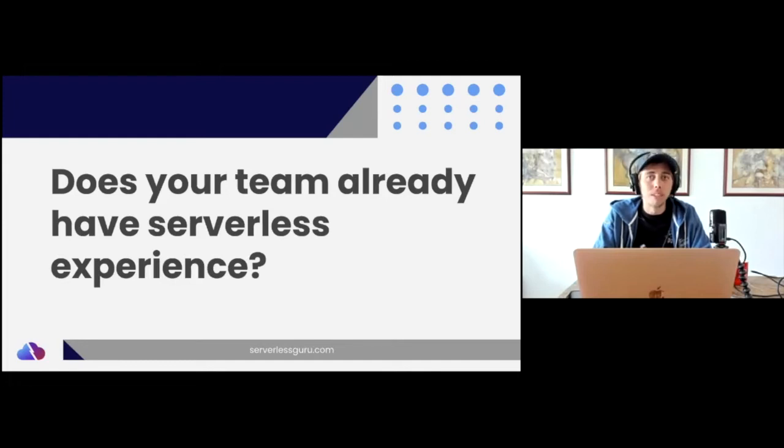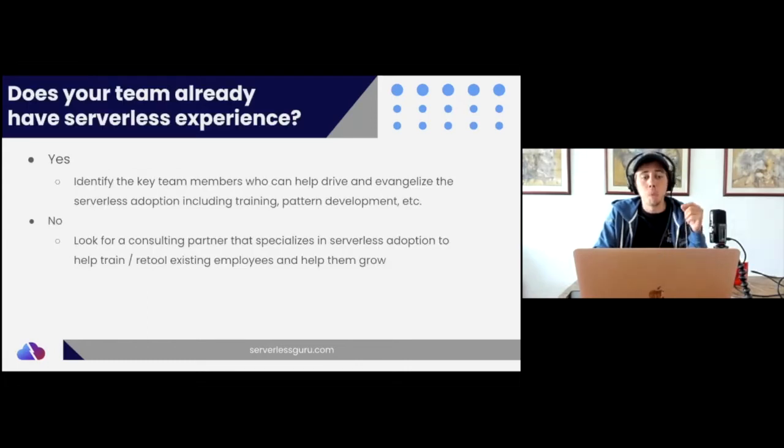So how do you go about this from the perspective of, let's say you're going to dive into serverless? Let's start off with a basic question: does your team already have serverless experience? If they do, then you want to identify key team members who can help drive and evangelize serverless adoption. This is going to be things like training, pattern development, and really just being that low-level ground force that's then going out to different teams, holding sessions about serverless, and really helping make this a reality. These key team members are what we call, at the very beginning, that serverless acceleration team, and that's what we're going to start building around.